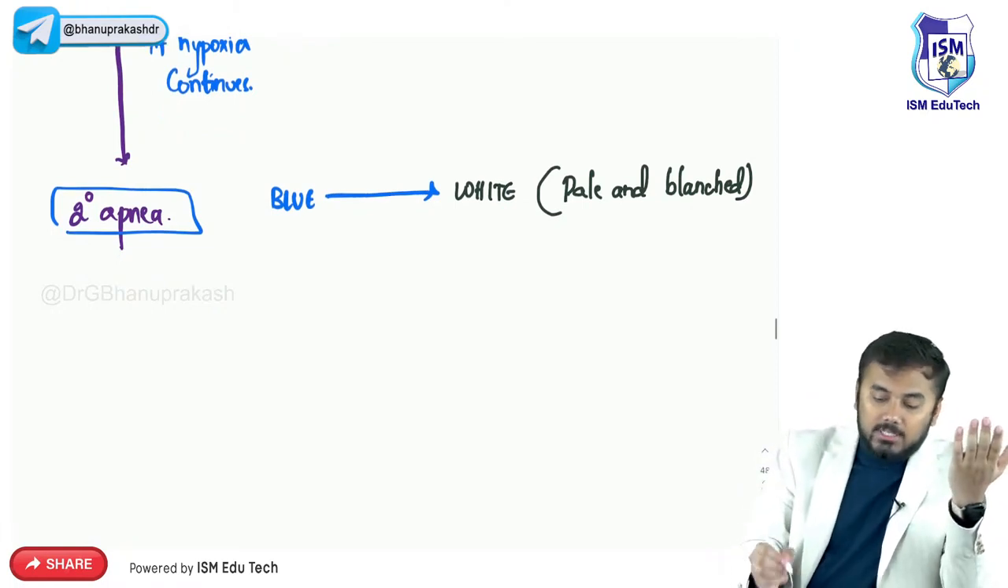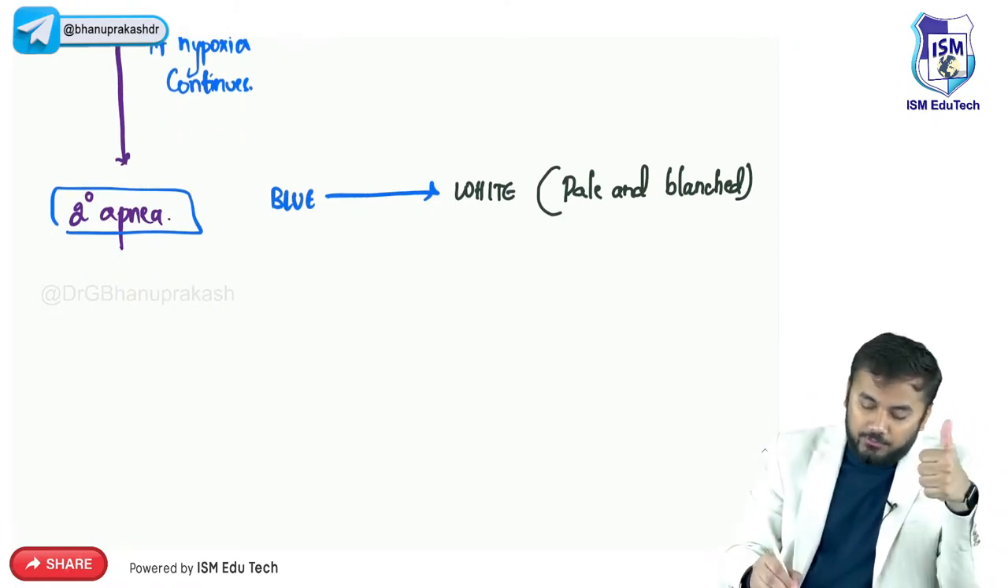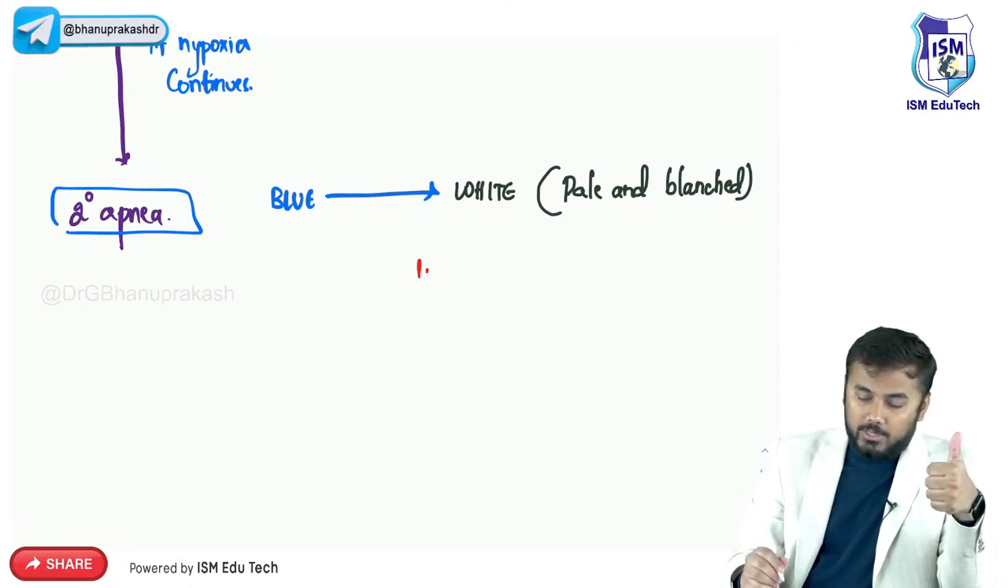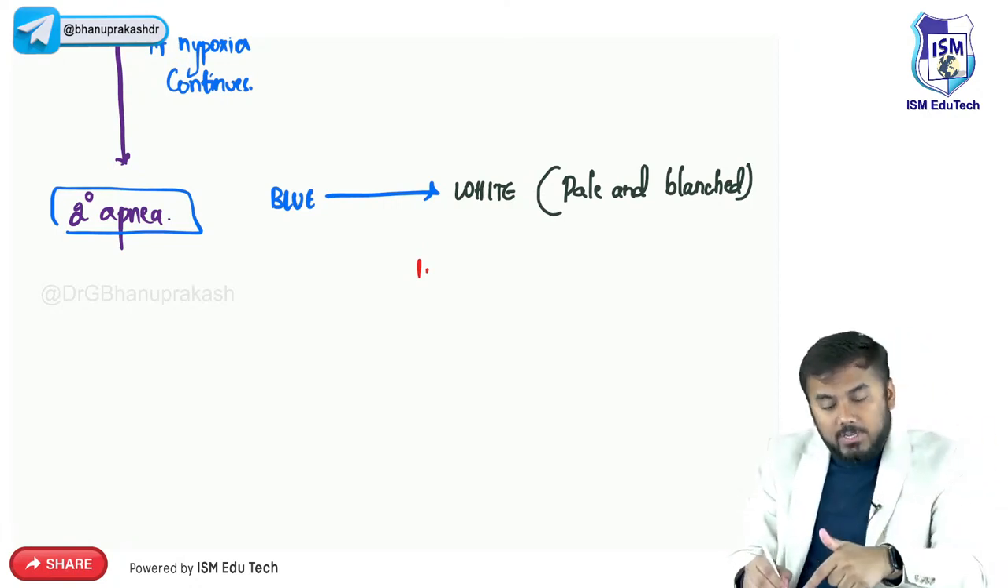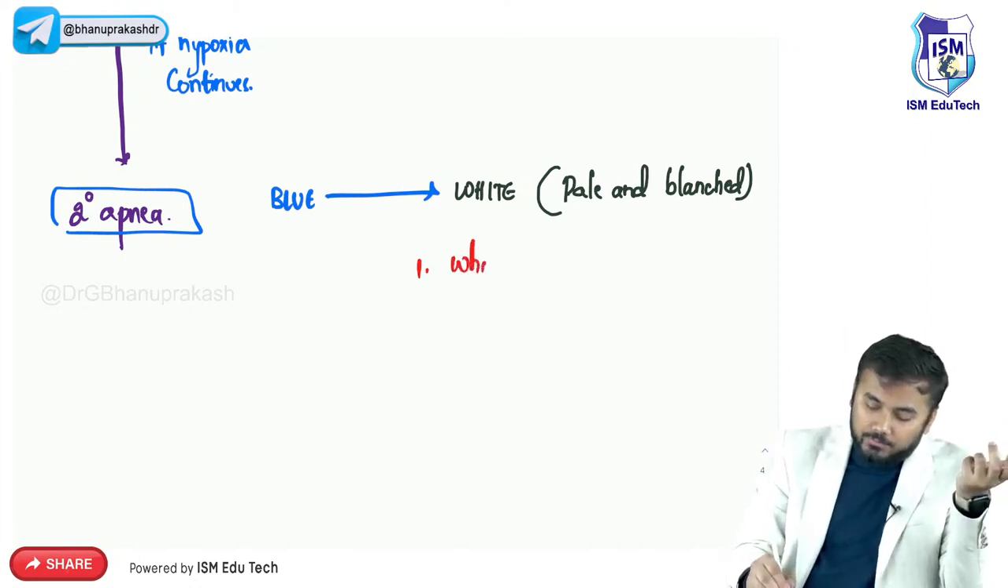So what will be the symptoms in secondary apnea? The first important thing: if the baby is blue, you call it blue asphyxia. If the baby is white, you call it white asphyxia.